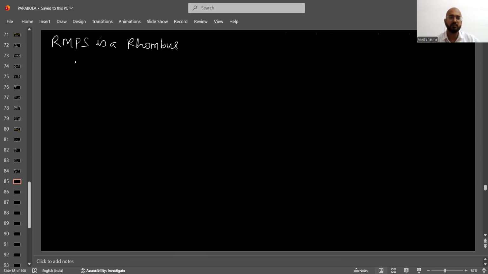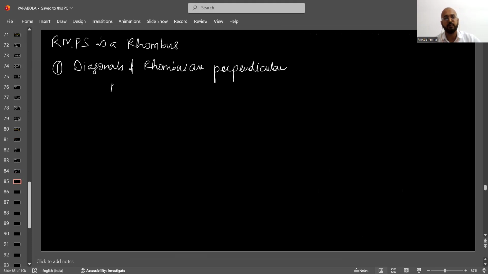So we know the property of a rhombus: the diagonals of a rhombus are perpendicular bisectors of each other.